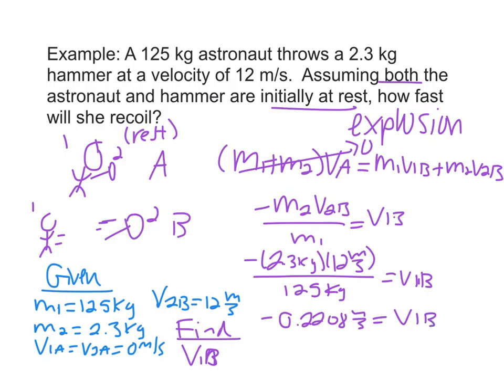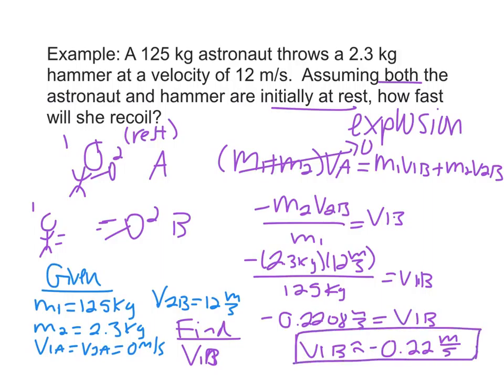Why is it negative? Because according to my diagram, she threw the hammer to the right and she recoiled, which means that she had to move to the left. Left is negative velocity, so the numbers work out. This is 2 sig figs, so V1B is approximately negative. Again, the negative matches up with my picture. I can't ignore it. Negative 0.22 meters per second.